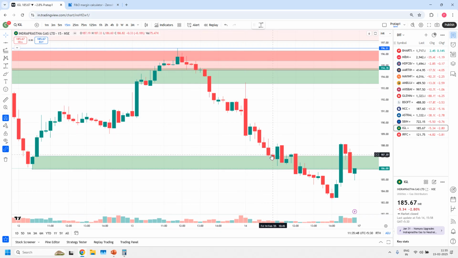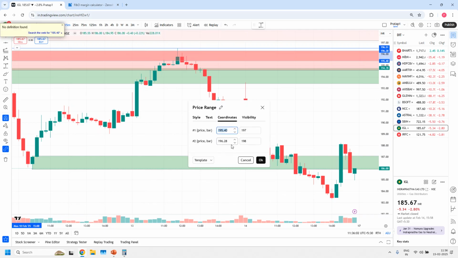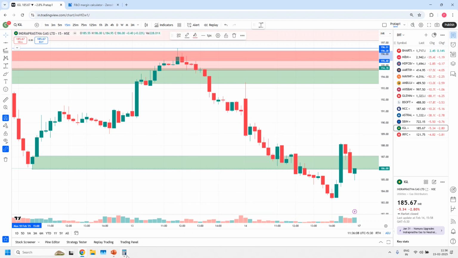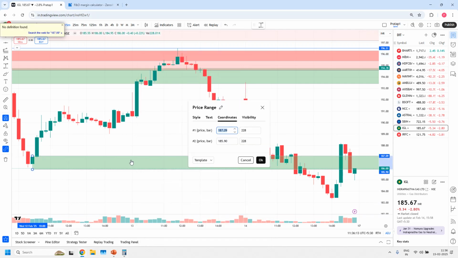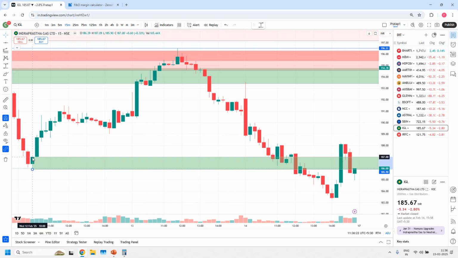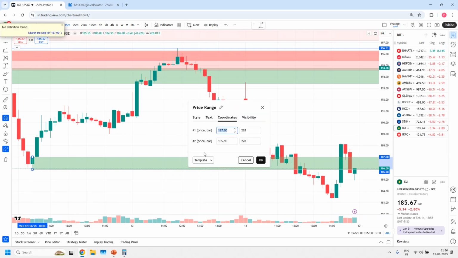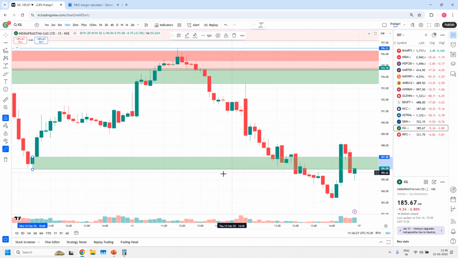But did it reach our target? Yes. You got the trade on the 13th at 11:45. On the 14th, at 10:30 it reached the target. How much profit has it given? So 195.40 is our entry. And what is our target? This zone is the target. 187.09. 187, exactly 187.